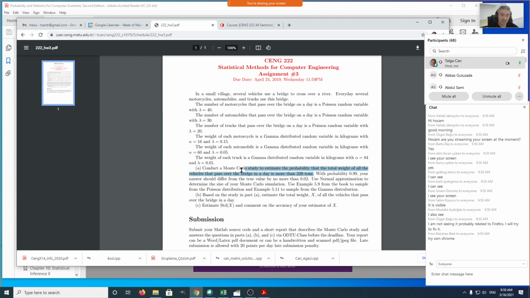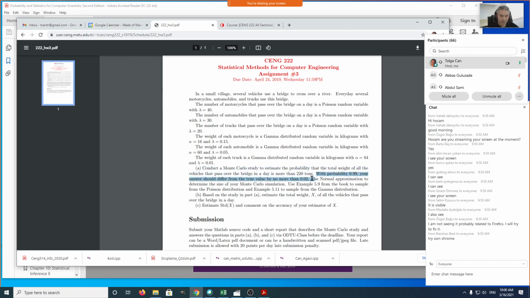So if somebody asks you this probability, what is the probability that in a day more than 22 tons of total vehicles pass over the bridge? These are all lots of small probabilities. There's the number of motorcycles, the weight of the motorcycle may be different. So computing this probability in a closed-form mathematical formula may be very difficult. But what we will do is write a program and compute this probability.